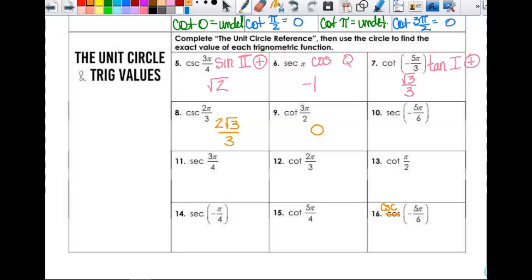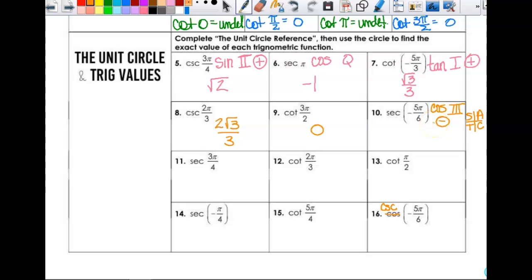Okay. Kayleen, what'd you get for number 10? Do we need to talk through it? Okay. So then tell me, Kayleen, what secant is the reciprocal of what? Cosine. Okay. So it's a reciprocal of cosine. Negative 5 pi 6, what quadrant is that in? Quadrant 3. Okay. It's in quadrant 3, and in quadrant 3 is cosine positive or negative? Yeah, all students take calculus. Okay, it's negative.